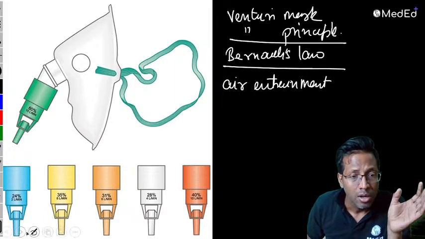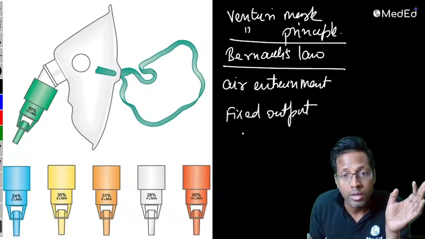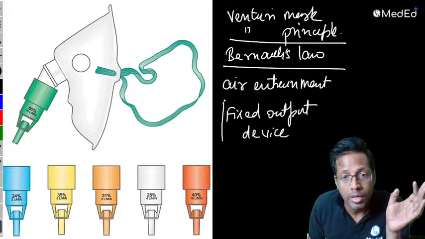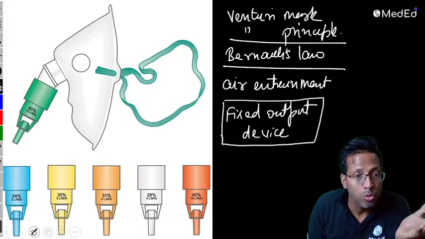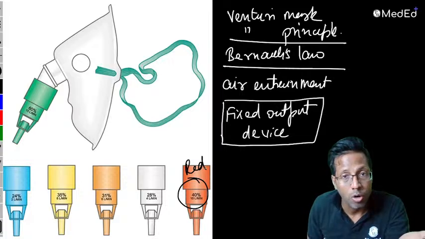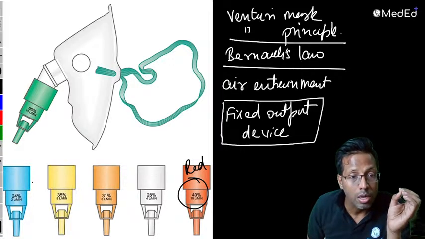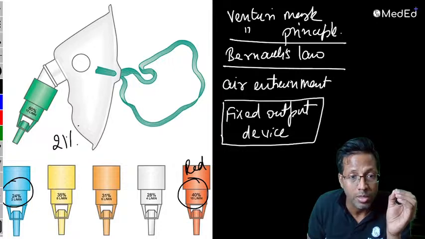Because of this reason, it becomes a fixed output device. The important word is: it becomes a fixed output device. Fixed output means you know how much output it is going to give. If I use a red one, it is going to give 40% oxygen to the patient. If I use a blue one, it is going to give 24% oxygen. Room air is 21%, right?